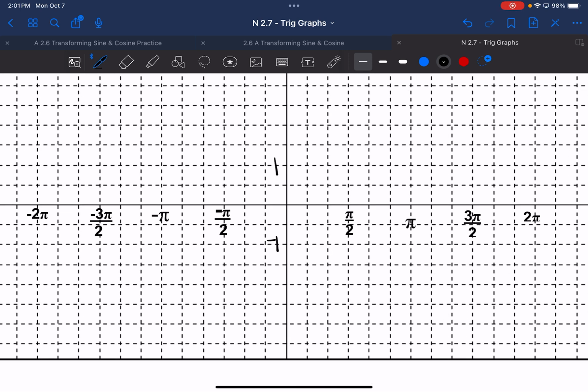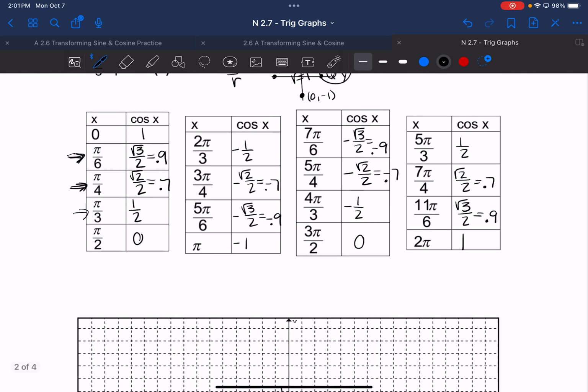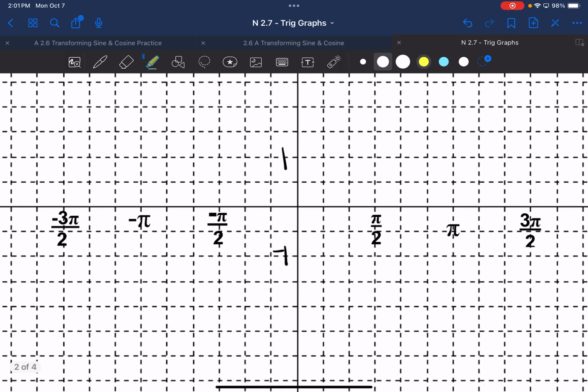Okay. So I'm going to look at my table. My first point for cosine is at where? 0, 1. So on my table down here, I'm going to plot a point at (0, 1). Okay? The next point is at 0.9, and what x value? Pi/6. And remember, pi/6 is one line, right? So I'm going to go one line to the right, and I'm going to go up to 0.9. So right below the line 1.